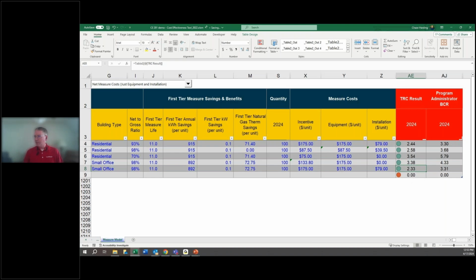So that's the, hey, Chase, that's the single measure. Yeah, go ahead. So is there a reason that incremental costs are not being used versus incentive, or is it labeled differently in this example? Yeah.